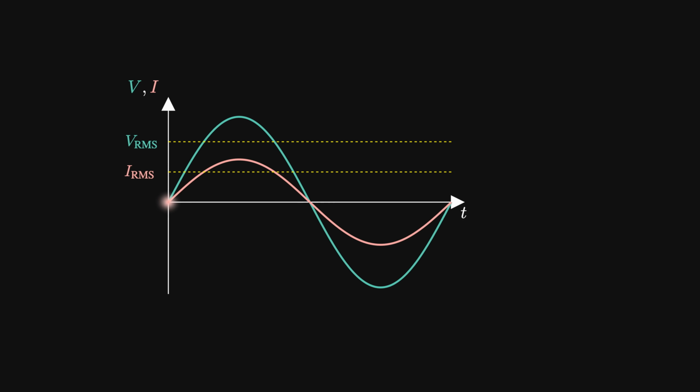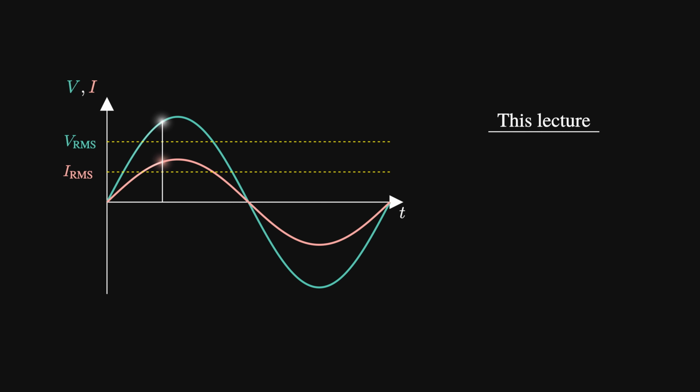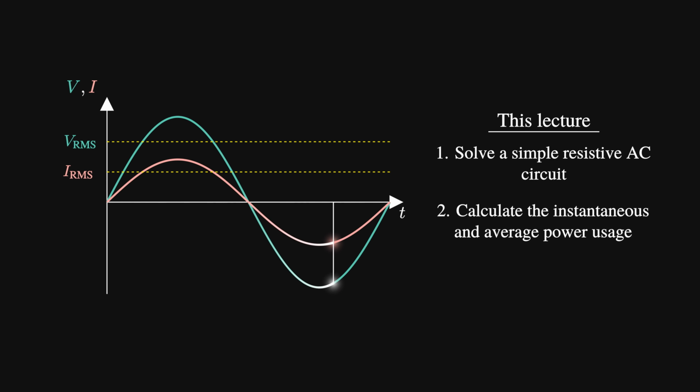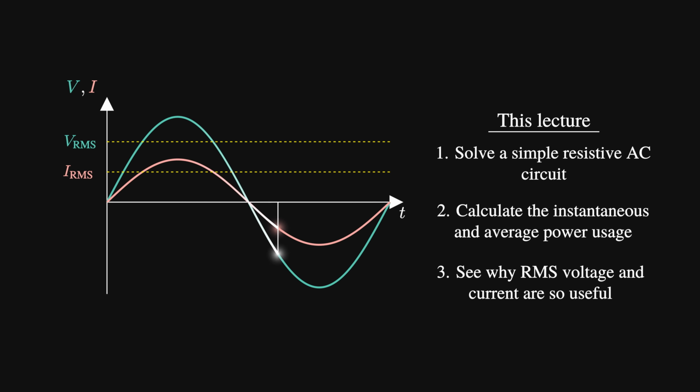To do this, we'll take the following steps. First of all, we'll figure out how electric current behaves in a simple resistive AC circuit. From this, we'll learn how to calculate the power, for which there are two kinds, instantaneous and average. This will expose a rather annoying problem with AC power, which we'll use RMS values to fix. And in doing so, we'll see why this number is the one we use for national grids.